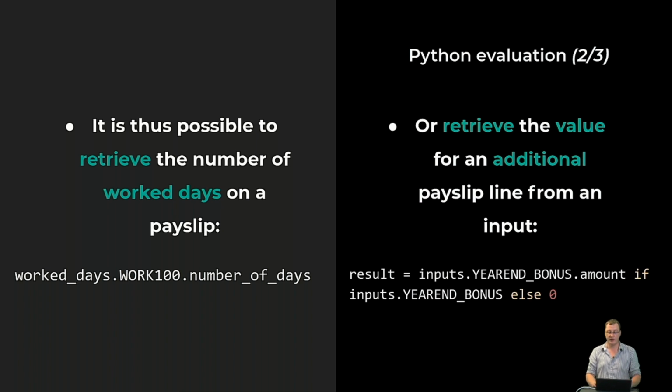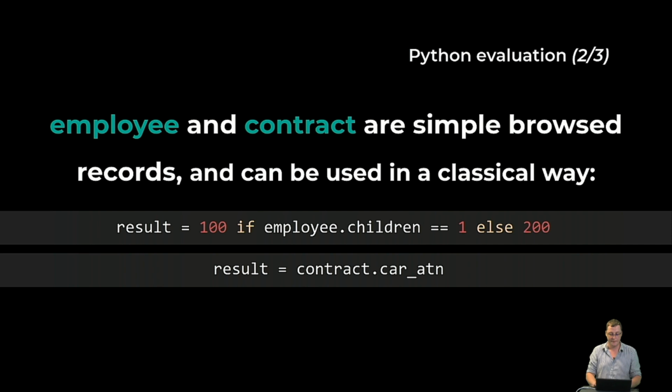On the input model, there is a field amount that you can use as follows: result = inputs.year_end_bonus.amount if inputs else 0. So it's simple, right? And the last two elements are not browsable objects, but simple browsed records of the employee and the contract. So you can use them classically without any magic, like result = 100 if employee.children else 200.